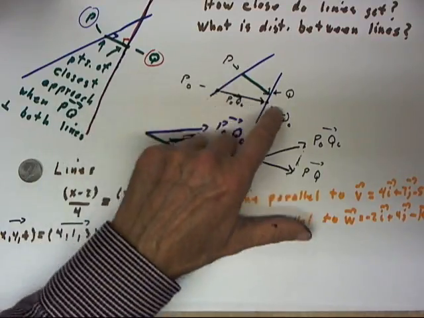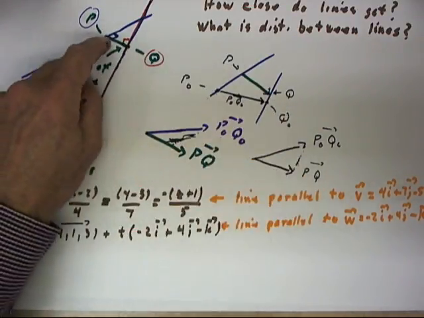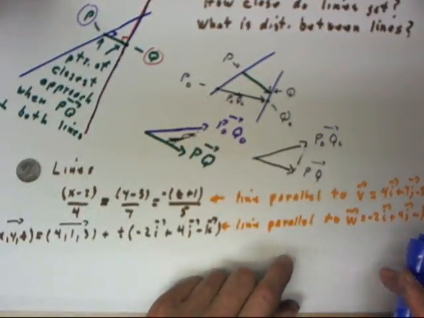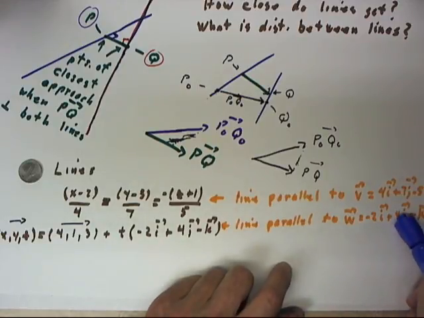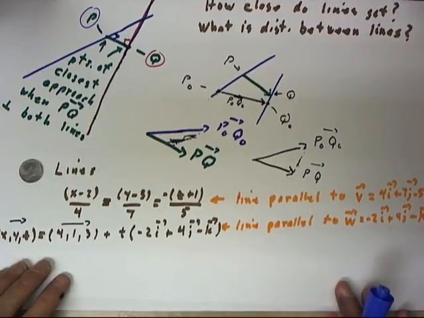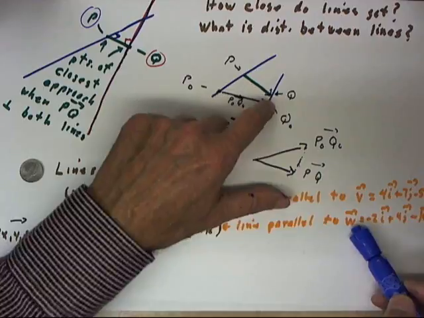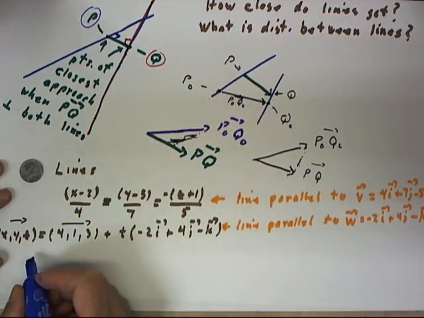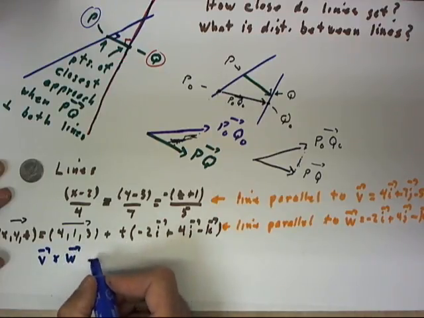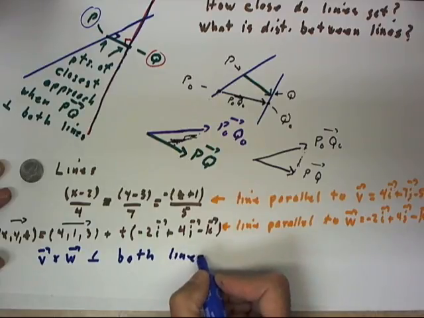PQ is a vector that's perpendicular to both lines, making a right angle with both lines. How do we get a vector perpendicular to two lines if we have vectors parallel to the lines? Well, the cross product of two vectors is perpendicular to both vectors, so v cross w is going to be perpendicular to both lines.